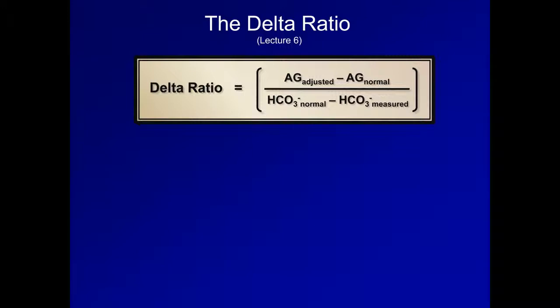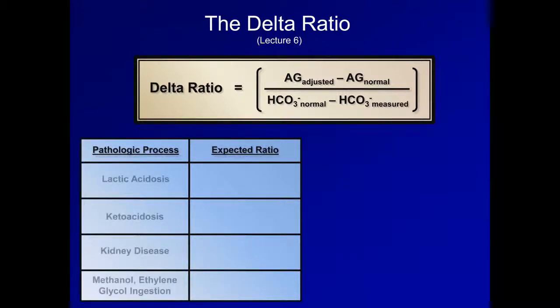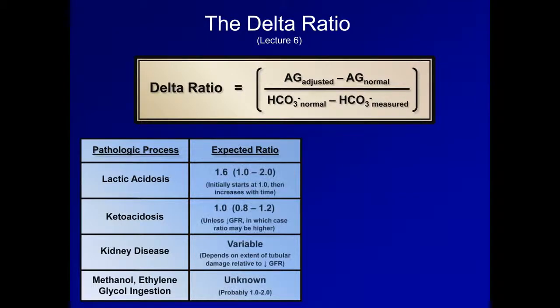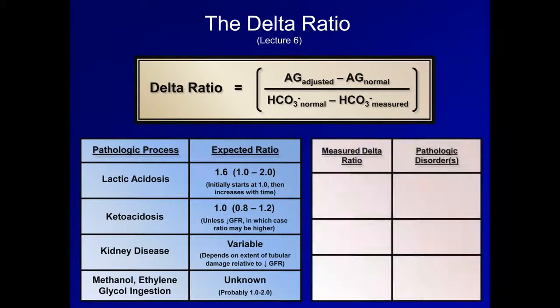At first glance, it may seem that the delta ratio should be 1 in an uncomplicated elevated gap metabolic acidosis, that is, for every 1 milliequivalent per liter of unmeasured anion picked up by the anion gap, 1 milliequivalent per liter of bicarb should be buffered. However, since there are other buffers besides bicarb, the delta ratio is often greater than 1. Here is a table of some empirically discovered expected values of the delta ratio for specific pathologic processes. And here is a table to help interpret the delta ratio.